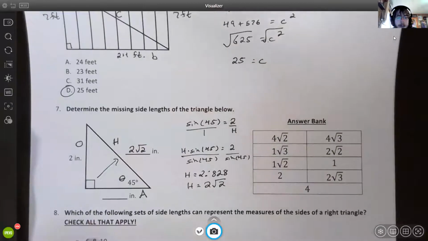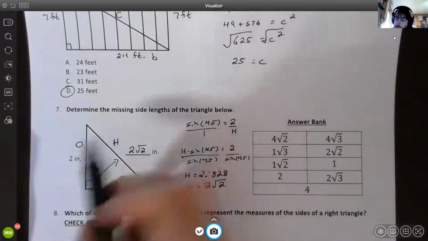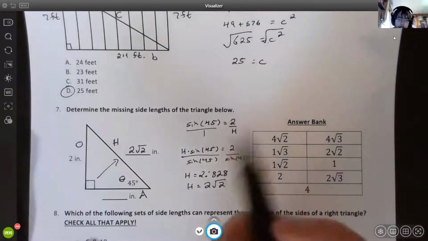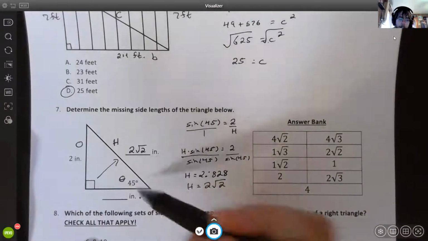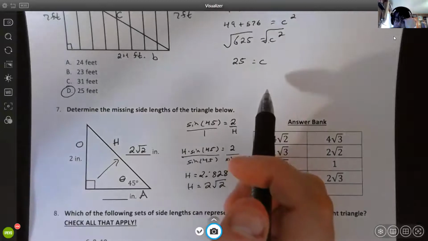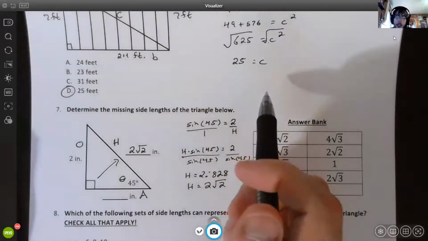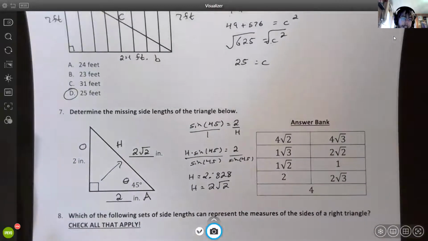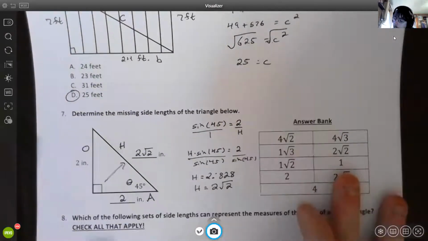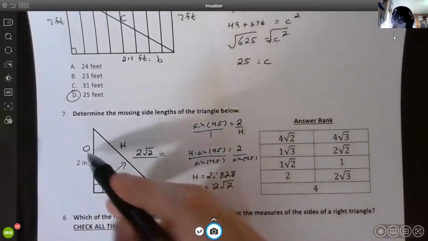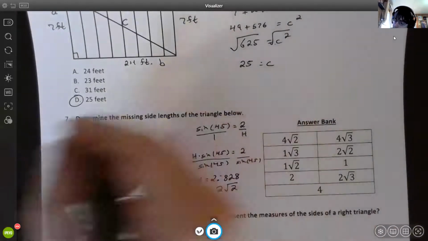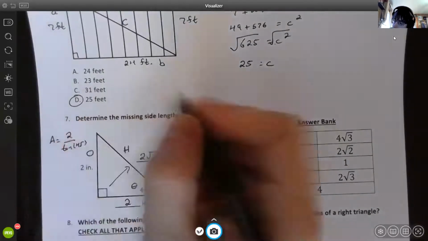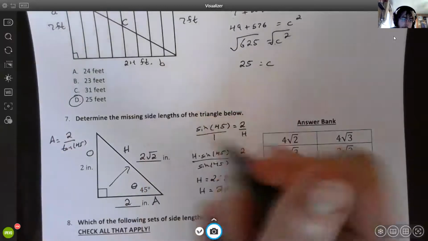And then similarly to the last one, if you know that this is 2 root 2 and this is 2, you can use Pythagorean theorem to figure this out. You can also use trig, or you could say that since this is a 45, 45, 90 triangle, the legs are congruent. Either way, you're going to find that that is equal to 2. And if you end up doing it the trig way, you would end up using O and A. So at the end, you would have A equals 2 over the tangent of 45.